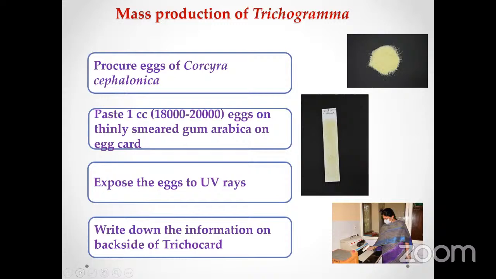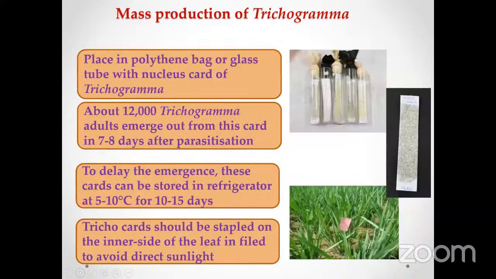On the card we need to write what date we have given for the parasitation and what species we are giving for parasitation. Those things we need to note on the paper. We will keep it for 30 to 40 minutes for killing the embryo of the Corcyra egg. Later, we will remove that egg card and use it for the parasitation.